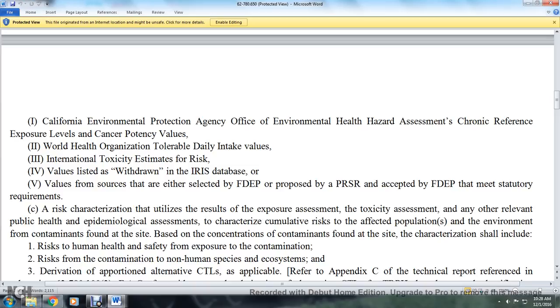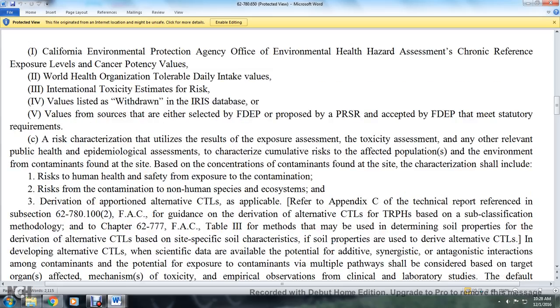for values withdrawn from the IRIS database. 5. Values from the source either selected by the Florida Department of Environmental Protection or proposed by the person responsible for site rehabilitation, except for the Florida Department of Environmental Protection, that is statutory and risk requirements.